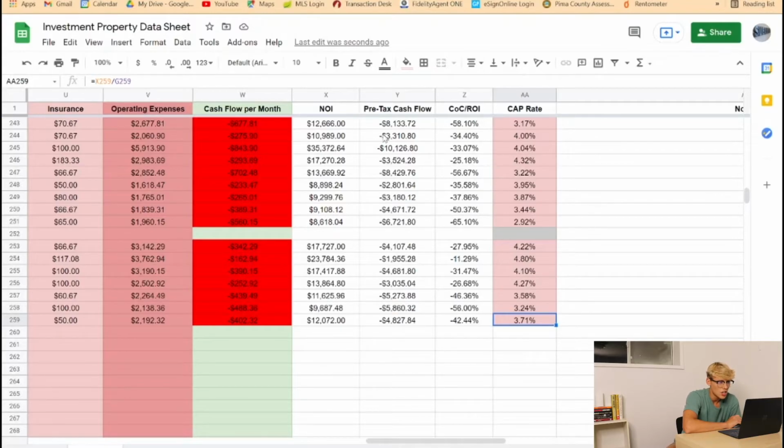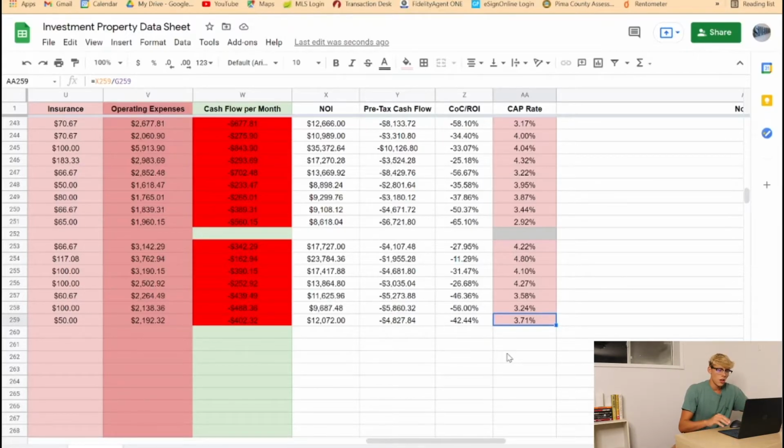So these numbers don't necessarily make or break a deal. However, you don't want to be cash flow negative for too long if you can't upgrade the property anyway or raise the rents. So make sure you do your due diligence. So that's how I analyze a rental property.